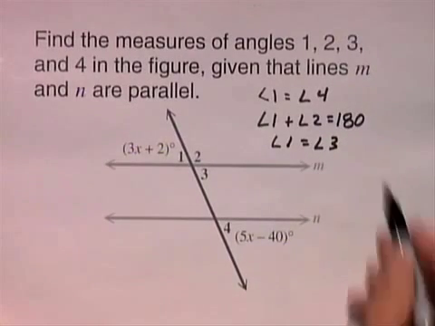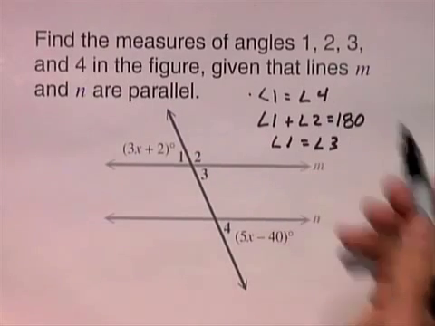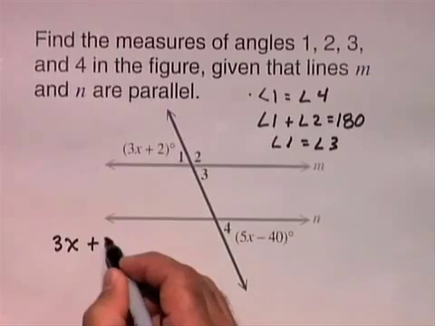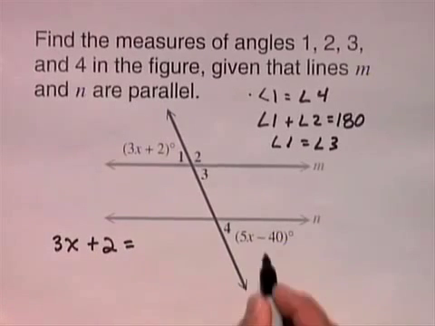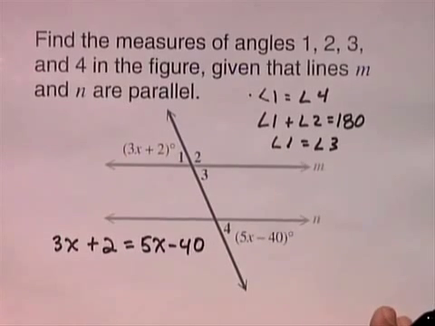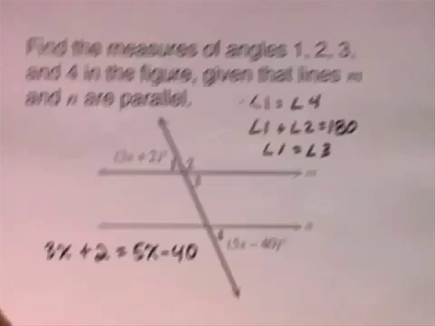Now let's go back and start with our first relationship, angle 1 equals angle 4. That means that we have 3x plus 2 is equal to 5x minus 40. And what we then need to do is to solve this equation for x. So let's do that here.